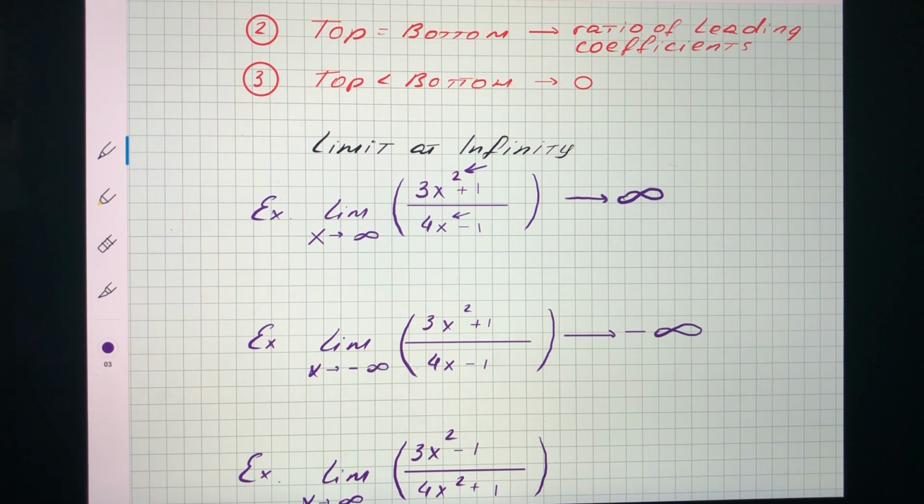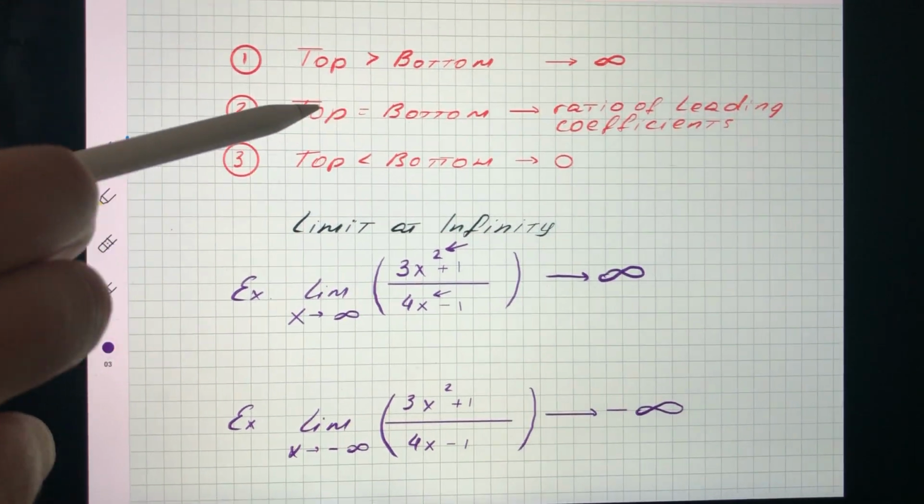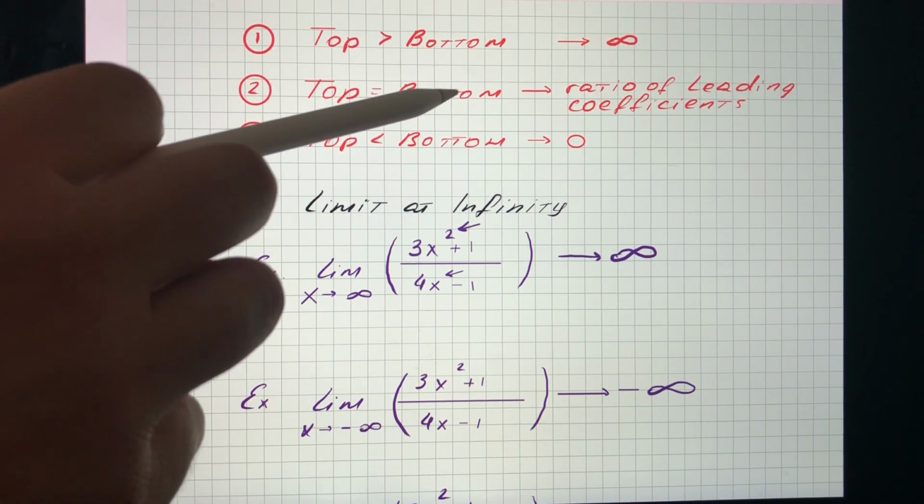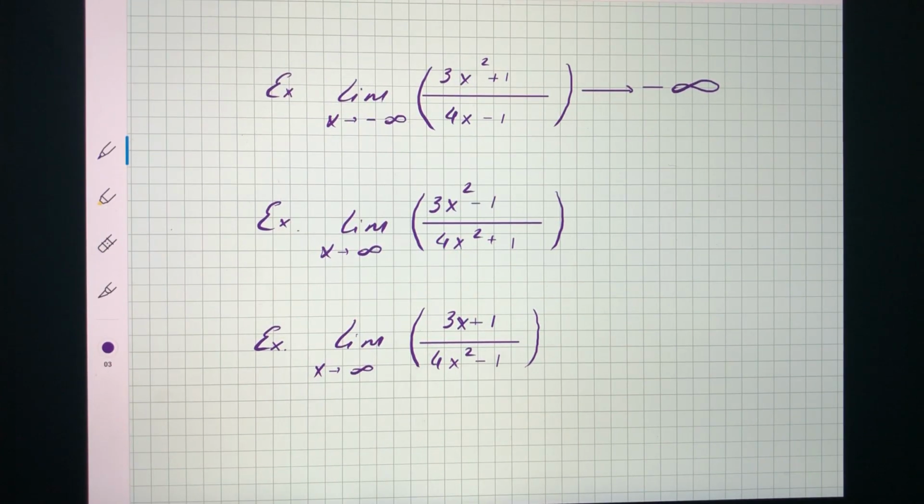Now the next example, the top and bottom both have the same exponent, both have the square, which means the powers are the same. So the top and the bottom are equally matched, and the final answer will be the ratio of the leading coefficients, which are the numbers in the front. For the top, the leading coefficient is 3. For the bottom, the leading coefficient is 4. Since both top and bottom grow at the same exact rate, eventually this limit will simply become 3/4.